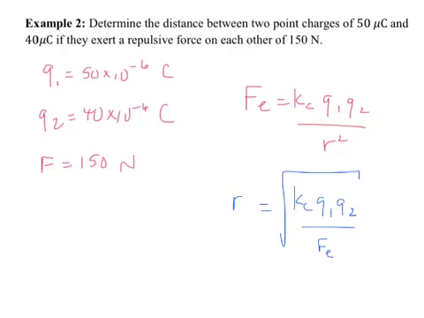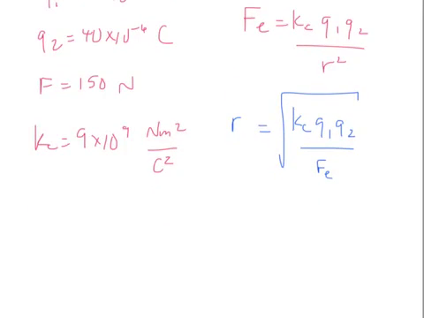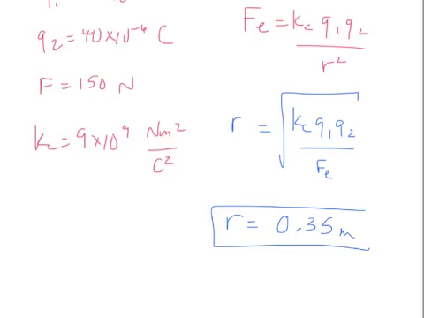So if we want to solve for R, we just have to plug in. We have 3 of our givens right here. Those will get plugged in here. And then Kc, if you remember, is 9 times 10 to the 9, and the units are newtons, meters squared per coulomb squared. If we plug in at this point, we'll end up getting a value for R in this problem of 0.35 meters, around 35 centimeters. So these 2-point charges in space would be about a third of a meter apart.